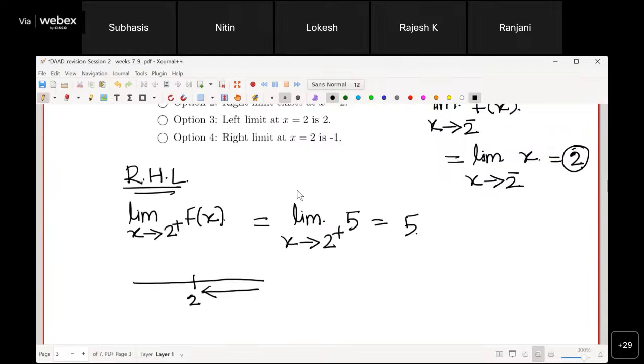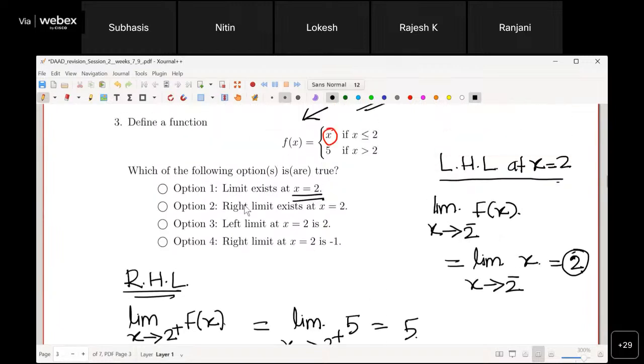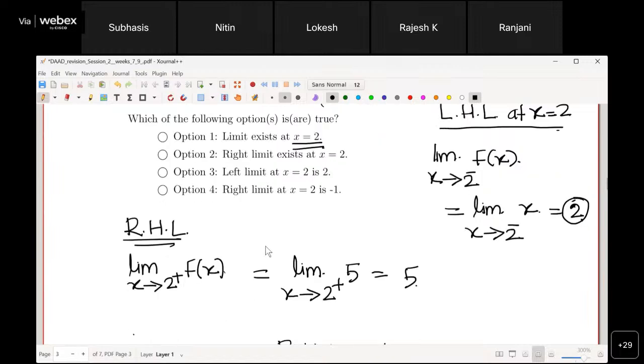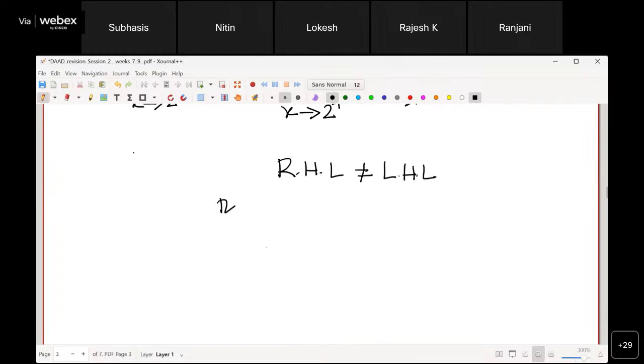So now I have two limits, the left hand limit as well as the right hand limit, and certainly they are different. The right hand limit is not equal to the left hand limit. So I can say that the limit of this function at x equal to 2 doesn't exist. Can I say anything about the continuity of this function at x equal to 2? Yes, it is discontinuous. Since the limit doesn't exist, from there itself I can say that this function is not continuous at x equal to 2.